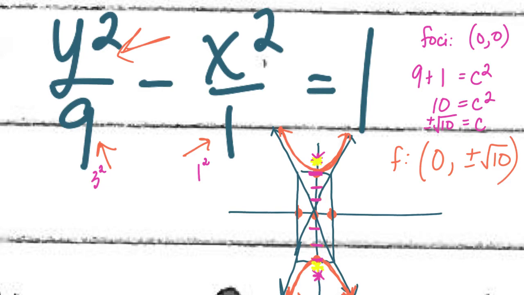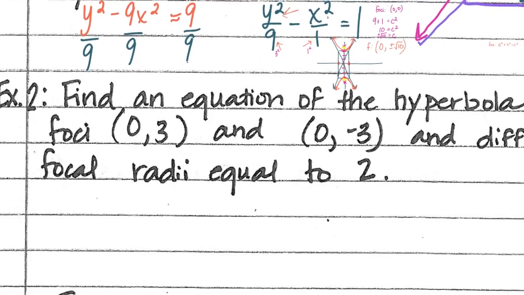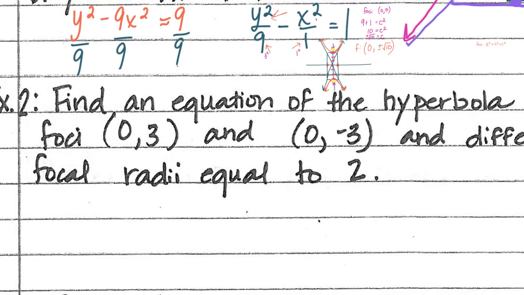So this next question is a little bit backwards, because now they want you to find the equation, but they're giving us the foci. So I always graph first, because I like to graph first. And I know the foci are at (0, 3), 1, 2, 3, and (0, -3), 1, 2, -3. So those are the foci.